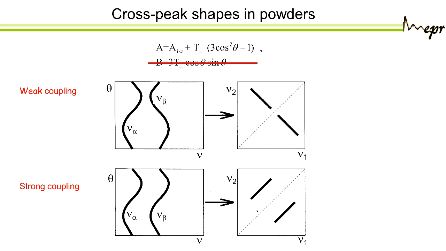So by the way that these ridges look, we immediately can tell if we are in the strong coupling or in the weak coupling. So here, for instance, in the bottom, the difference between these two parallel lines is always twice the Larmor frequency. And in the top, the center would always be the nuclear Larmor frequency.